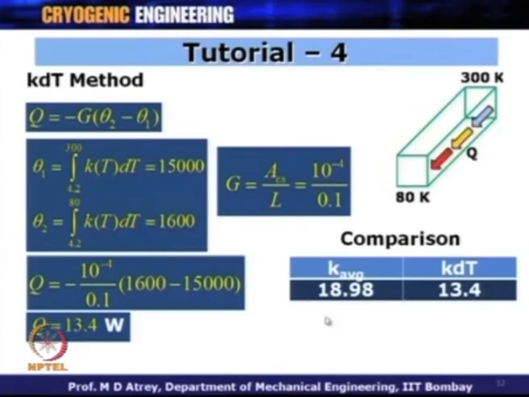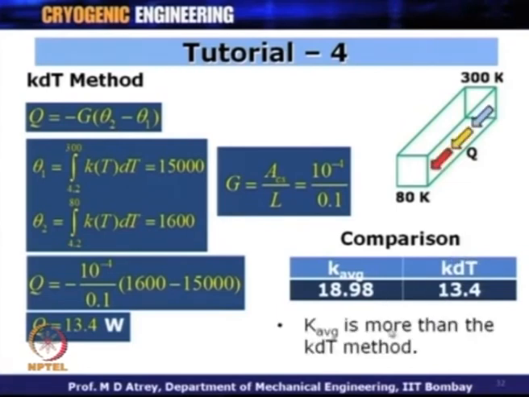That means my calculation based on K average is quite higher compared to the realistic picture, which takes all the property variations in the temperature region of 300 to 80 Kelvin into account and is just 13.4 watts. This is what I should use for actual calculations. So, K average is basically predicting more heat transfer as compared to the realistic heat transfer predicted by the integral KdT method.